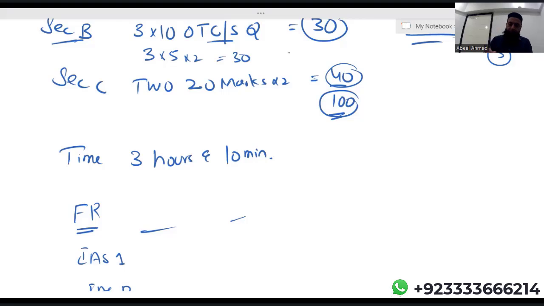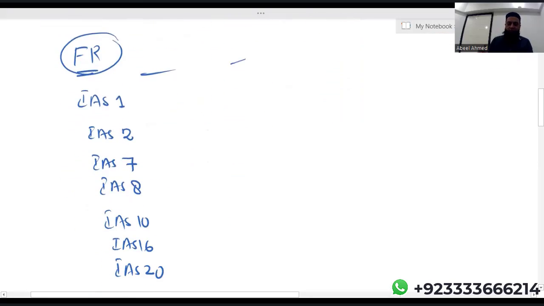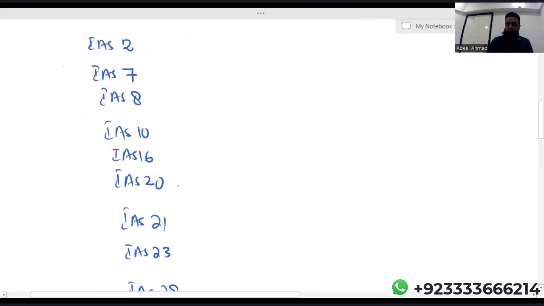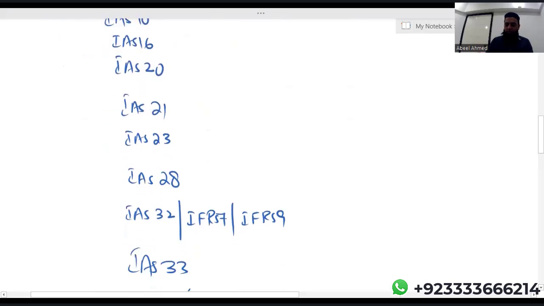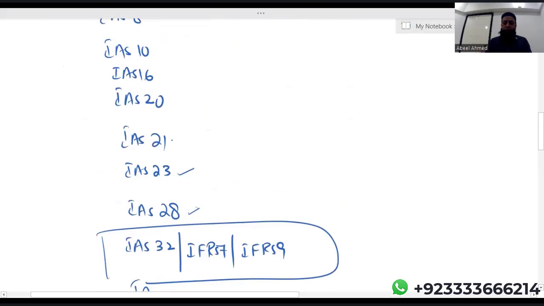Okay, now in this financial reporting syllabus, look at the syllabus: we have IAS 1, 2, 7, 8, 10, 16, 20, 21, 23. Financial instruments, IAS 32, and IAS 28 associates. So don't worry at all. You will learn each and everything. IAS 23 is borrowing costs, 21 is foreign currency transactions, 20 government grants, 16 property, plant and equipment.